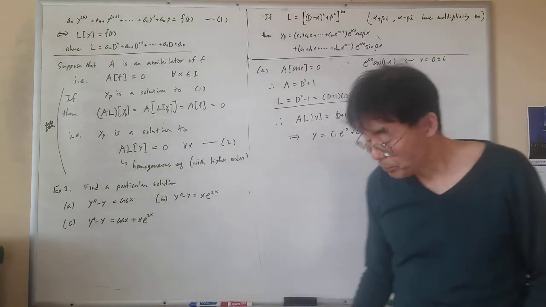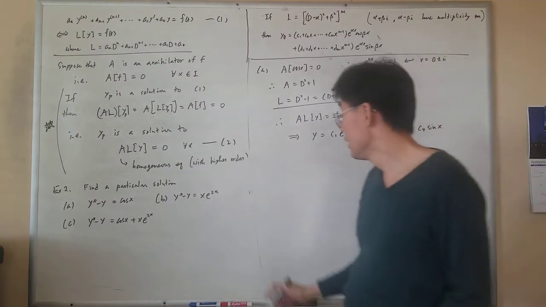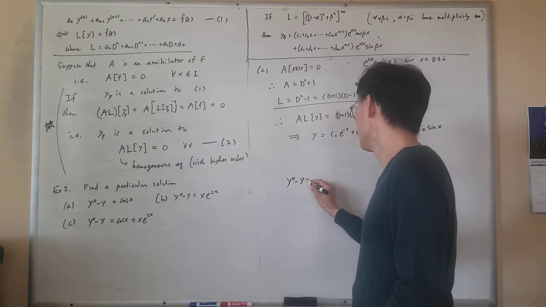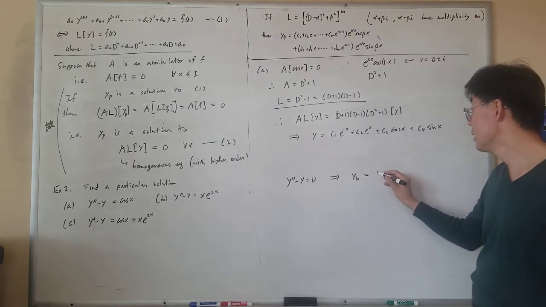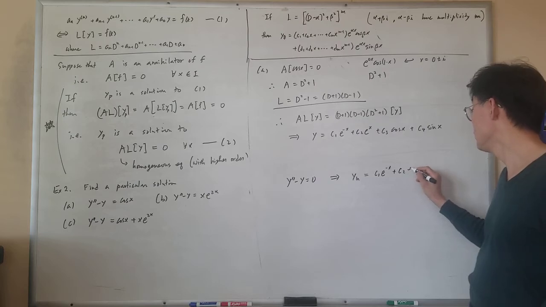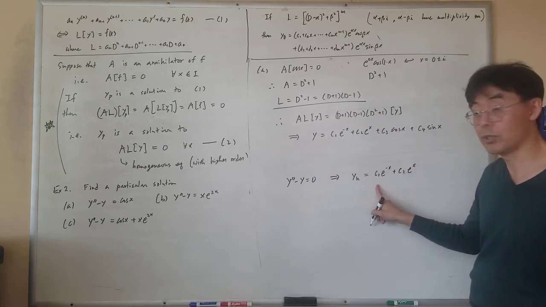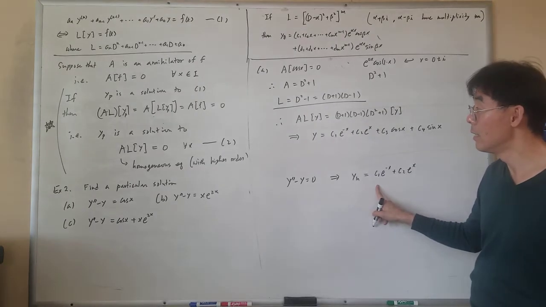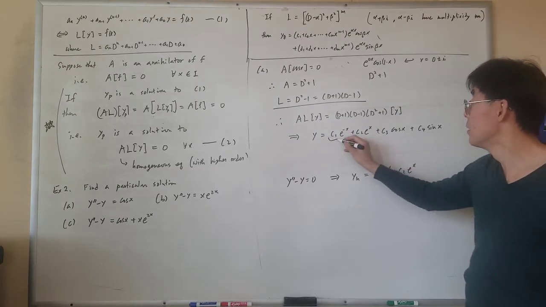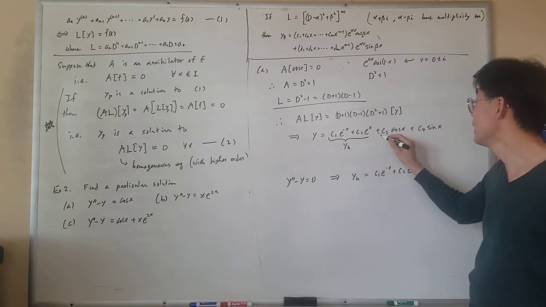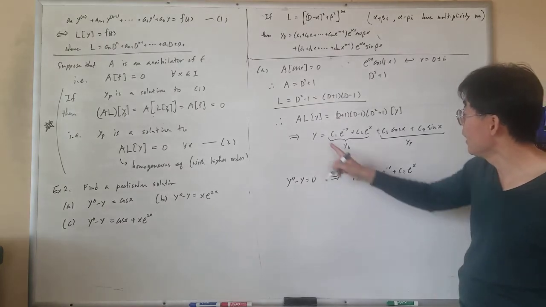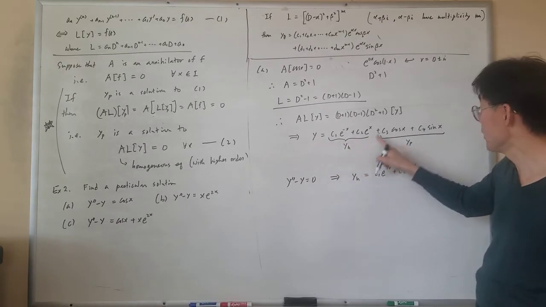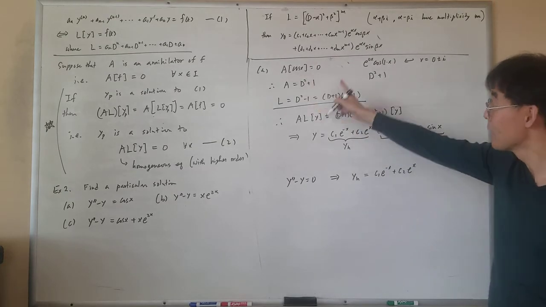Now, if you have y double prime minus y equals 0, then your general homogeneous solution will be C1 e to the negative x plus C2 e to the positive x. That would be the homogeneous solution, right? So this is homogeneous, then this must be our particular solution, right? L of y will be 0 for this part. L of this must be cosine of x, right?